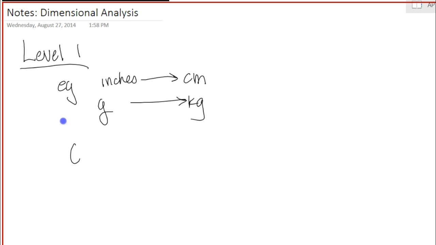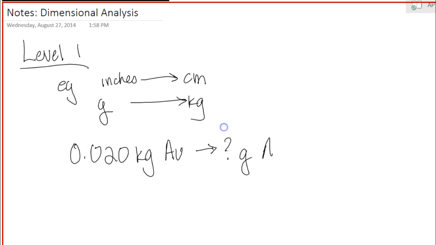So let's say I told you that you had 0.020 kilograms of gold. Okay, and I wanted to know how many grams of gold is that? Well, your first step is to figure out how to get from kilograms to grams. That conversion, which you should have memorized, is that 1 kilogram equals 1,000 grams.